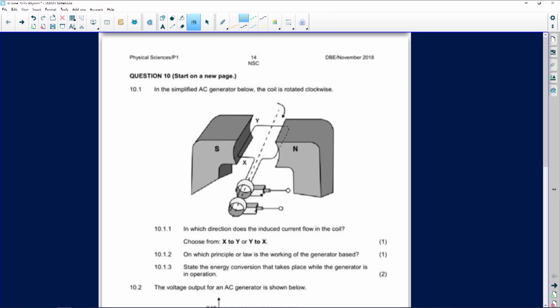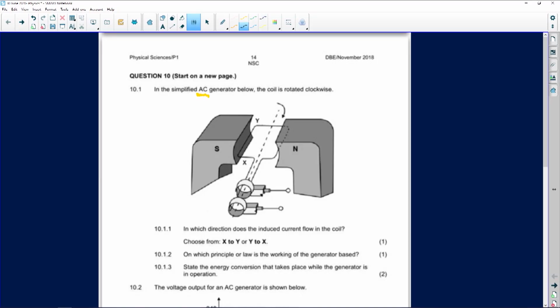So the first question I have today is from Unathi Lubisi. It's question 10, from the 2018 paper. Unathi's question says, in the simplified AC generator, already I can see AC. Let me use another color. AC means alternating current.